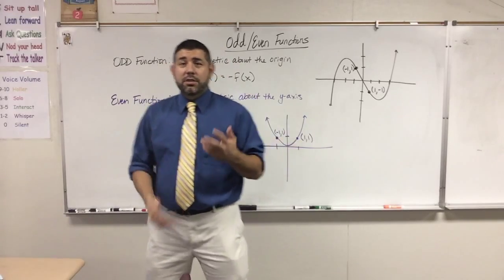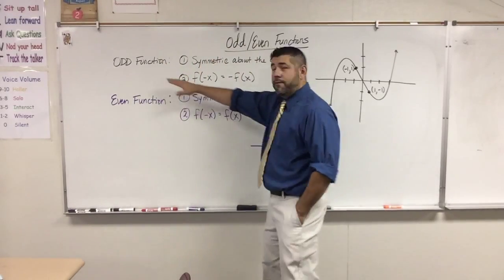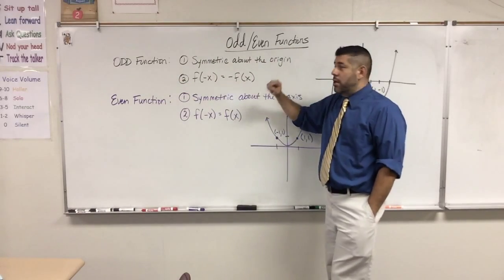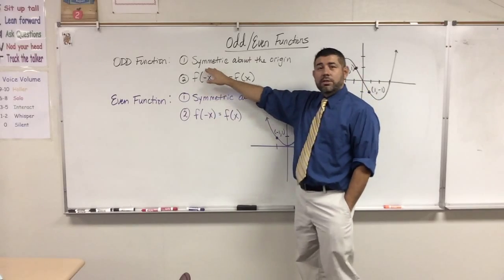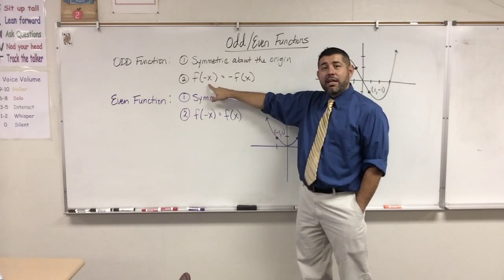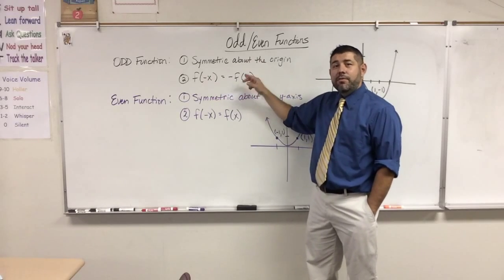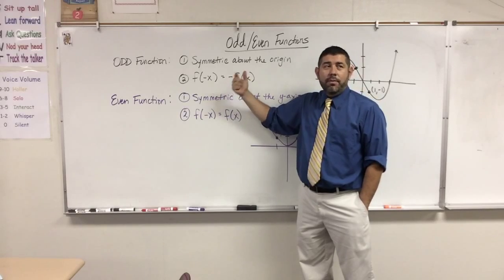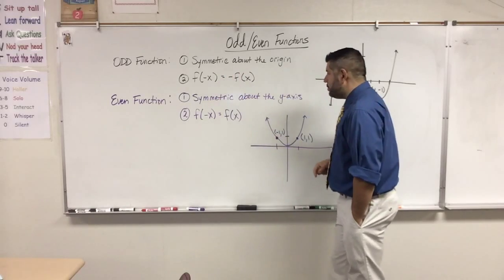So let's take a look at just the definitions first. An odd function is symmetric about the origin. And we can see what's symmetric about the origin algebraically by looking at f of negative x is equal to negative f of x. And we'll take a look at some examples of how we can see that algebraically in just a second.